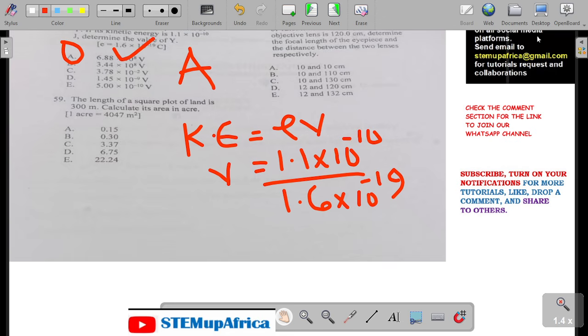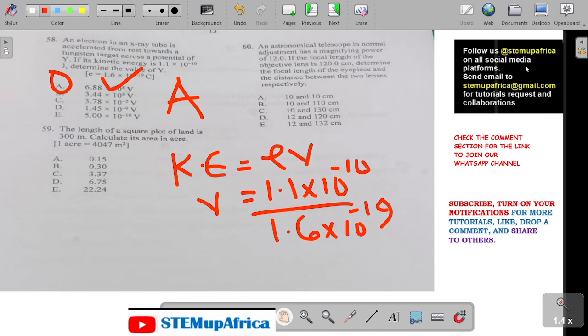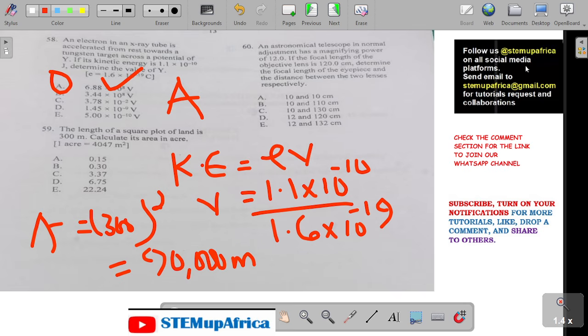59, it says the length of the square of the land is this. So let's get the area of the land. The area now is simply 300 squared. If I square 300, that will give me 90,000 meters squared. They gave us 1 acre is this many meters squared. So I'll divide that 90,000 by 4047 and that gives me 22.24, which is option E, 59.